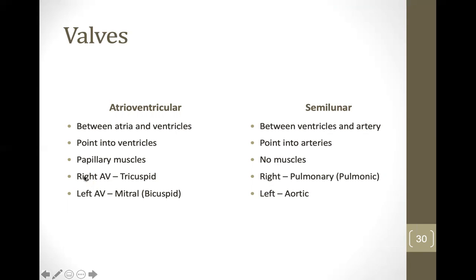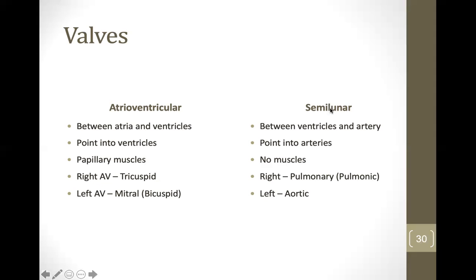So on the right side, the right atrioventricular valve is also called the tricuspid valve. The left side has the left atrioventricular valve, which is also called the bicuspid valve, or also known as the mitral valve, because it is the same shape as the mitre hat that bishops wear.